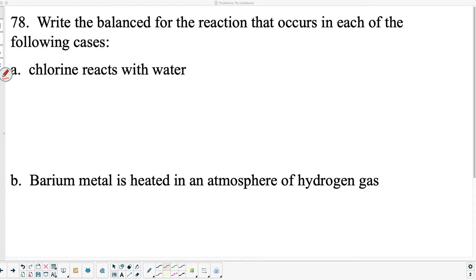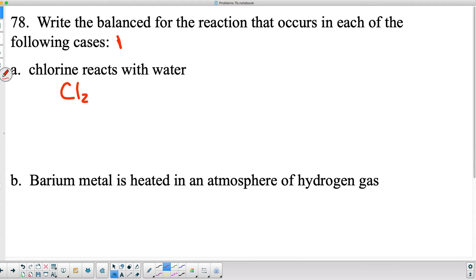Write the balanced chemical reaction for the reaction that occurs in each of the following cases. So chlorine reacts with water. Okay, so let's take a look at this. First of all, chlorine is a gas, so we're going to start off with, it's part of Brinkelhoff. Don't forget about stuff like Brinkelhoff. We got a whole ton of things that we have to remember to do this stuff well. So chlorine gas then added to water like this, of course, will be liquid.